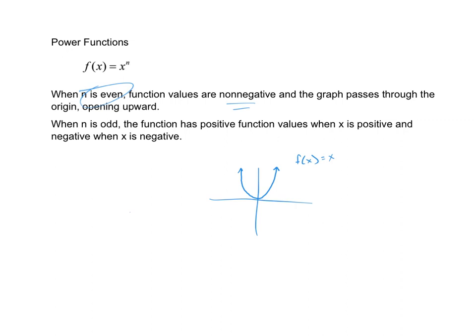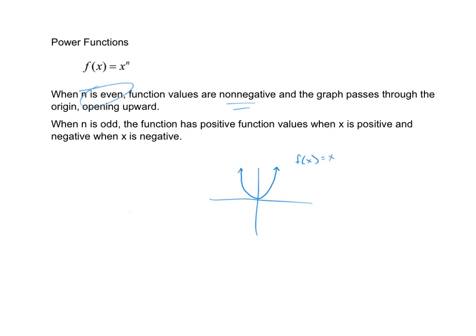So if I were to graph f of x equals x to the 4th, x to the 8th, x to the 10th, x to the 12th, those functions all produce non-negative values. They hit the origin, and they all point upward. But as that exponent increases, the graph gets tighter and tighter to the y-axis because the values become more extreme as the exponent increases.